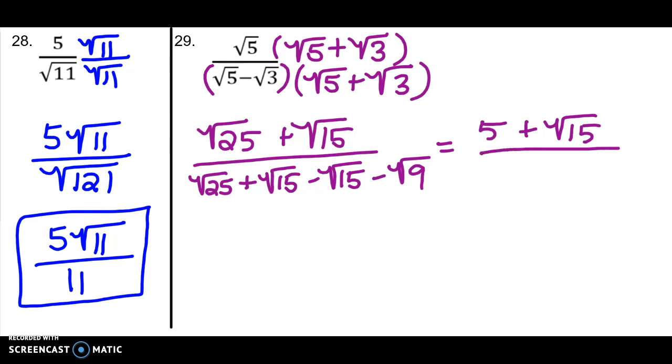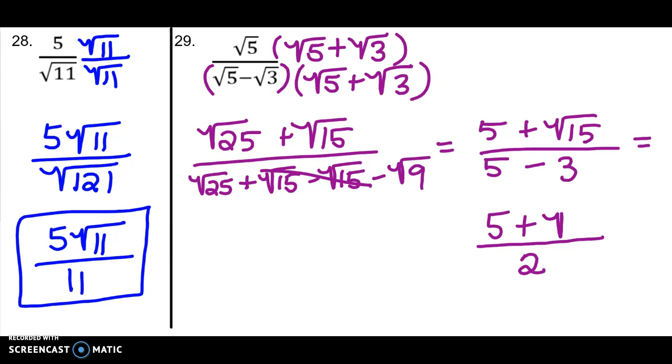In the denominator, we have the square root of 25, which is 5. We see that square root of 15 minus the square root of 15, that cancels. Then we have minus the square root of 9, which we know is just 3. So now we can still simplify the denominator because we can do 5 minus 3, which we know is 2. And in the numerator, we have 5 plus the square root of 15. So now we've done our job. We no longer have a square root in the denominator.